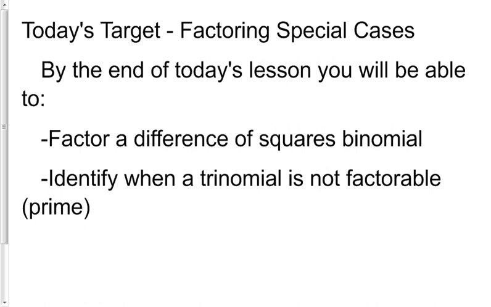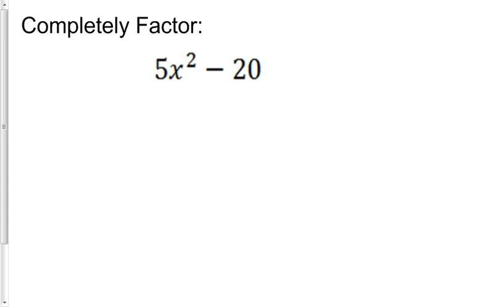and factoring part 2. There's nothing new here with factoring. It's the same process, just a couple of scenarios that you need to be aware of and be on the lookout for. We're going to start with what we call a difference of squares binomial. Just like with your regular trinomials, whenever you see completely factor, first thing you look for is a GCF.